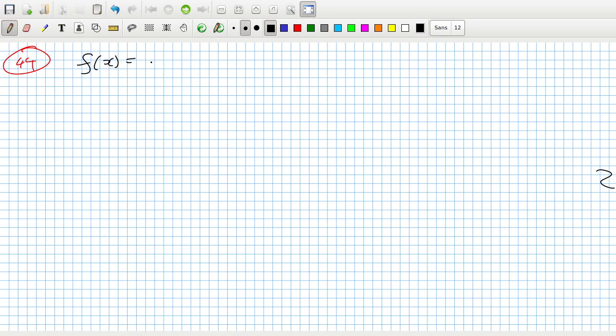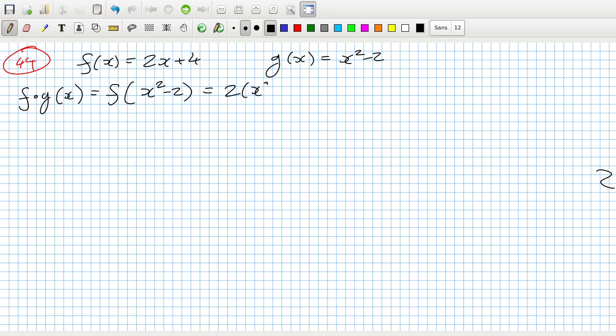f(x) equals 2x plus 4, and then g(x) equals x squared minus 2. 2x plus 4 and x squared minus 2. Okay, so f of g of x. Well, I'll just save time now. So that's f of x squared minus 2, which will be 2 times x squared minus 2 plus 4, which is 2x squared minus 4 plus 4, which is 2x squared, all real.